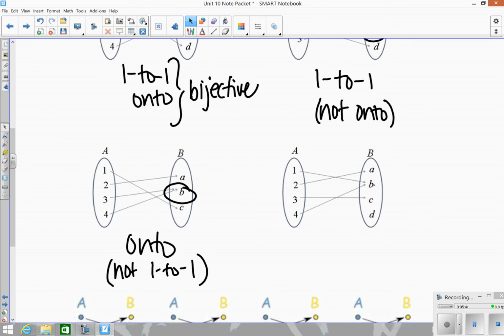And then this one is not 1 to 1 because of this element B. B has two things coming to it. And it's not onto because D has nothing getting mapped to it. There's no input that would ever get you D. So that's why it's not onto. So in this case, this would be neither.